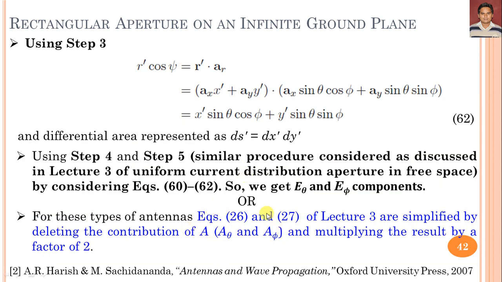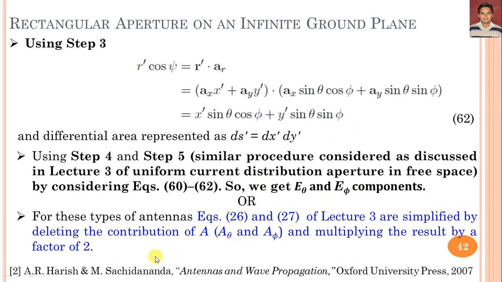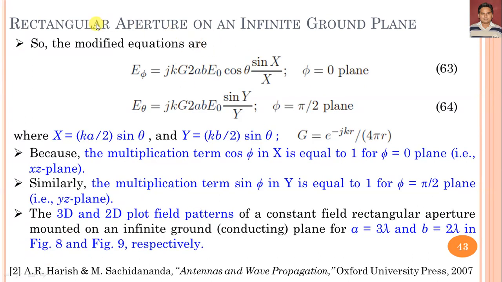So the A component does not exist, and we multiply the result by a factor of 2, because the magnetic current density is twice the magnetic current density in free space. So we have to multiply it by the factor 2. Then after, we can calculate the modified equations.